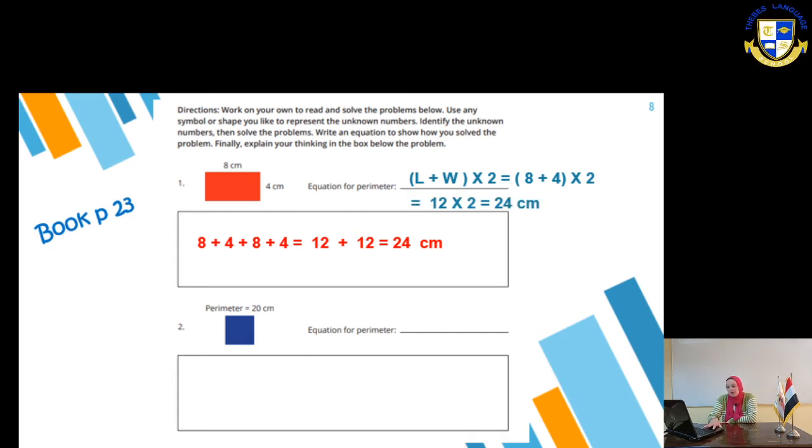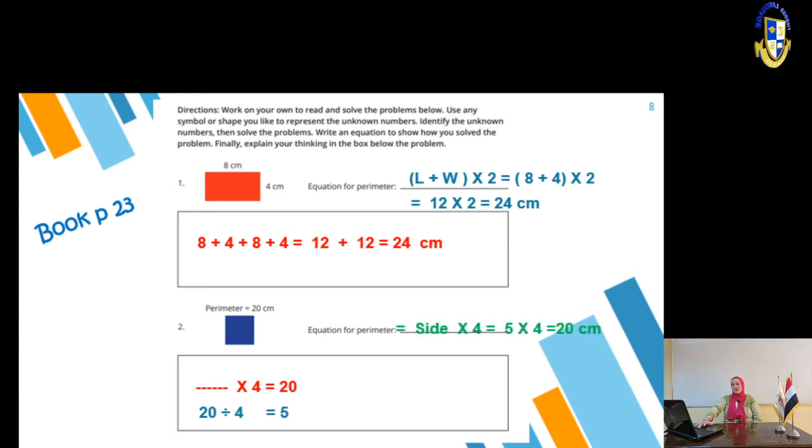Now we have a perimeter of a square equals 20. Okay, we said before that the perimeter of a square means side times 4. So what times 4 equals 20? It will be, sorry, it will be 5. 20 divided by 4 equals 5. So the side of the square is 5.